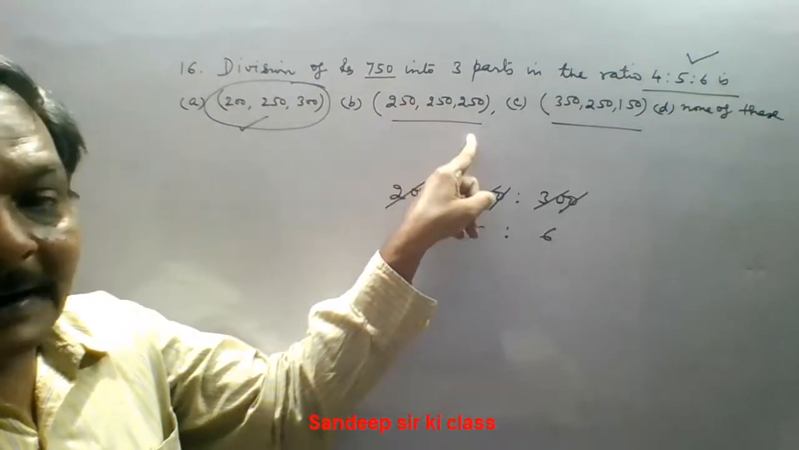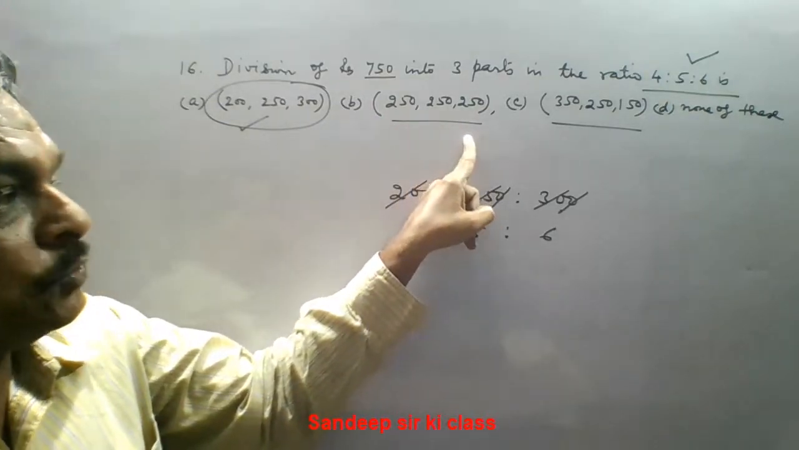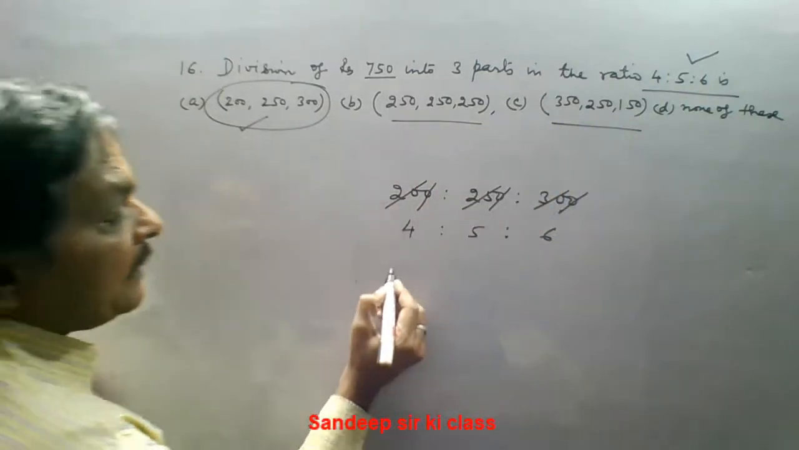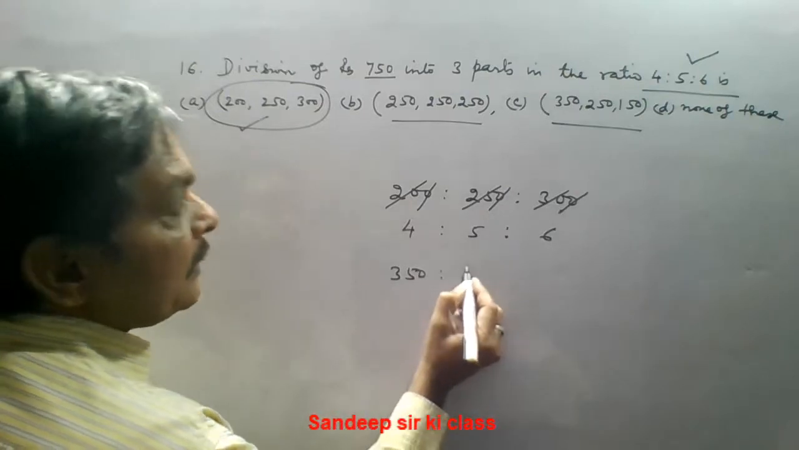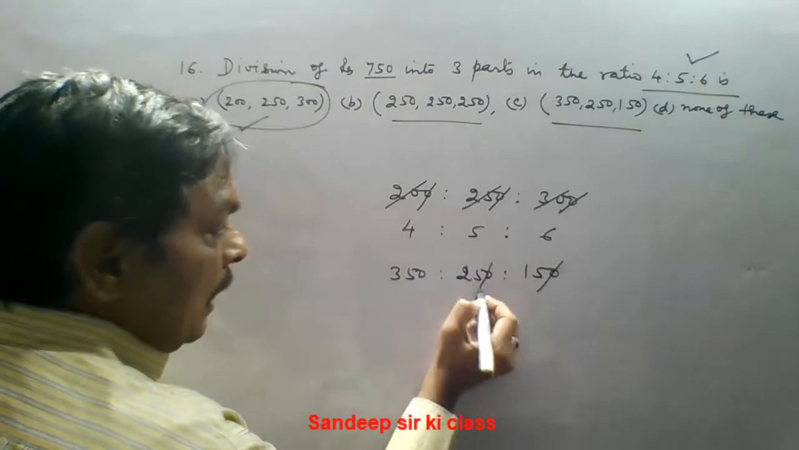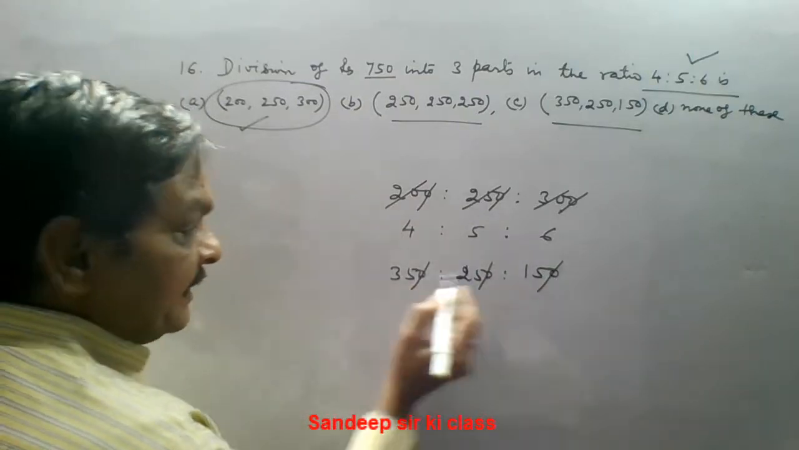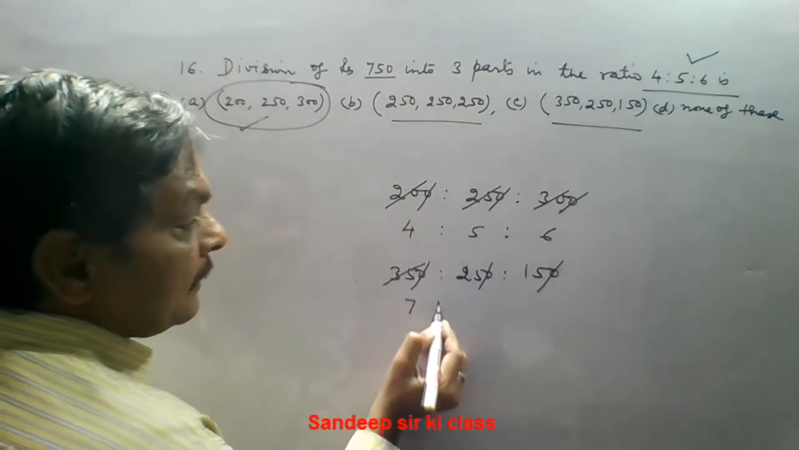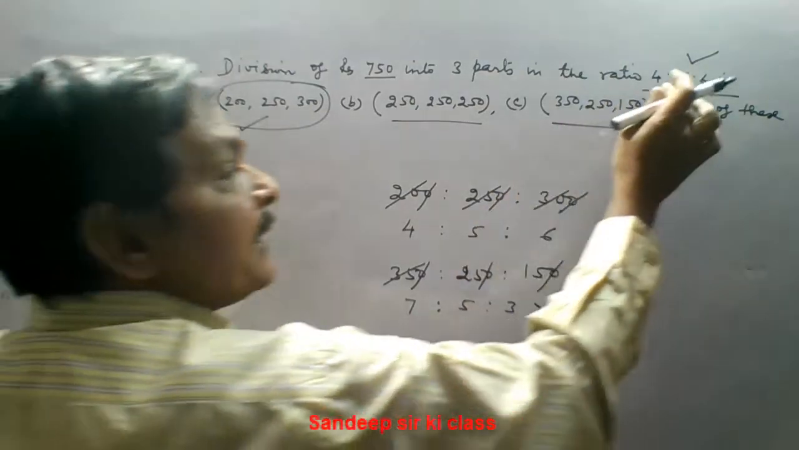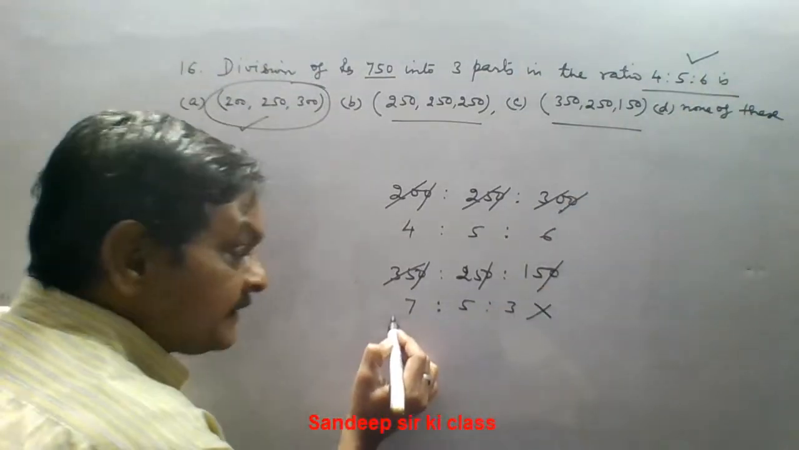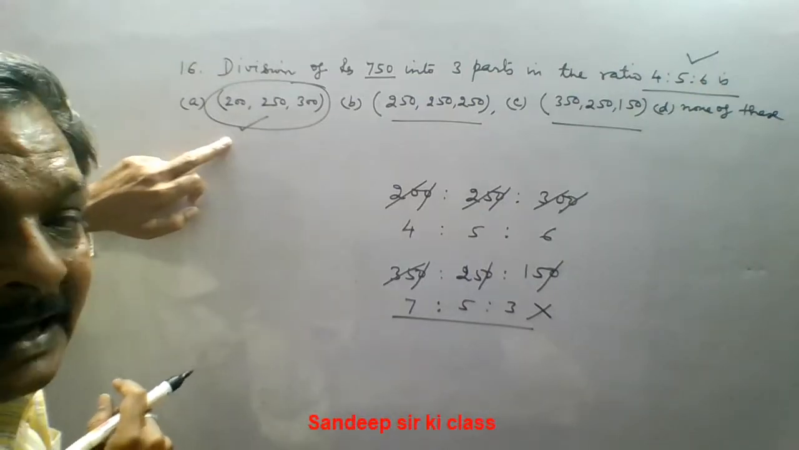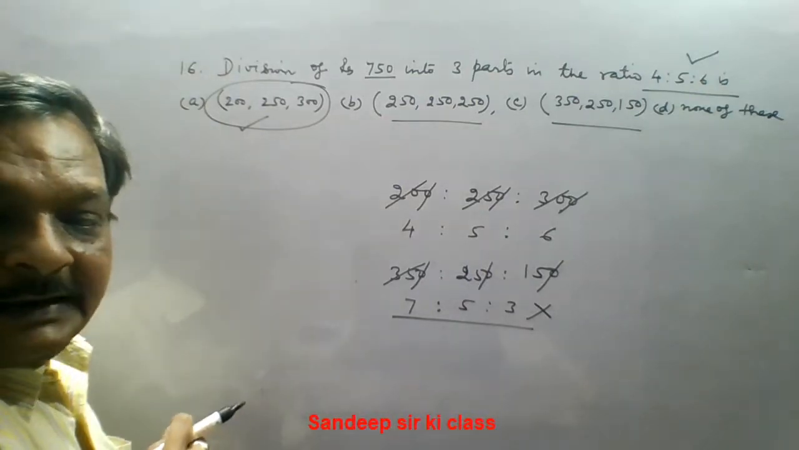Now here we find that the ratio will be 1 is to 1 is to 1. And here if we find the ratio, then the ratio will be 350 ratio 250 ratio 150. Zeros are cancelled. 5 divides each term. We get 7 here, 5 here, and 3 here, which is not 4:5:6, and hence this option is also wrong. So our option A is correct. Now we will see the next problem.